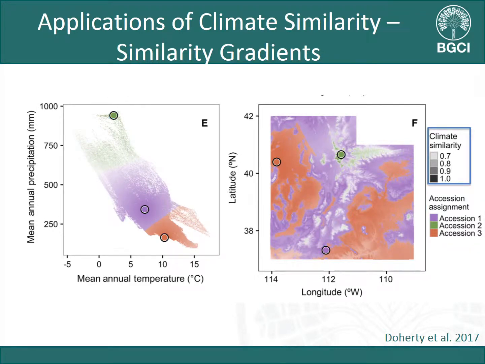Notice also that there is a color gradient within each assignment, various shades of purple, green, and red. This gradient depicts the range of climate similarity within an assignment, where darker, more saturated colors indicate greater similarity to the point to which it is assigned. Unsaturated regions indicate transition areas from one assignment to another.